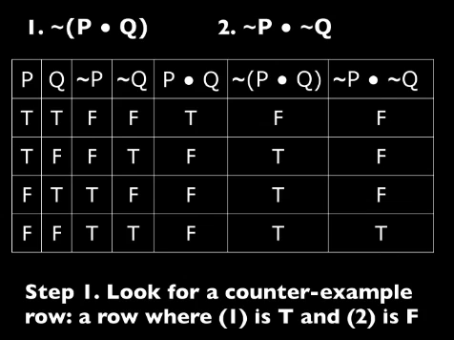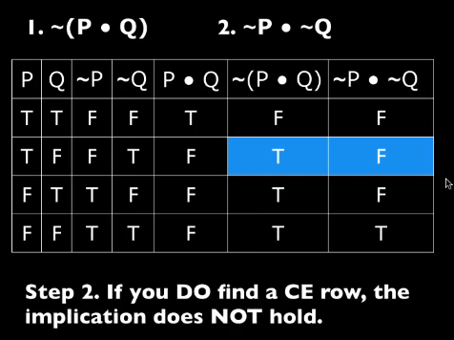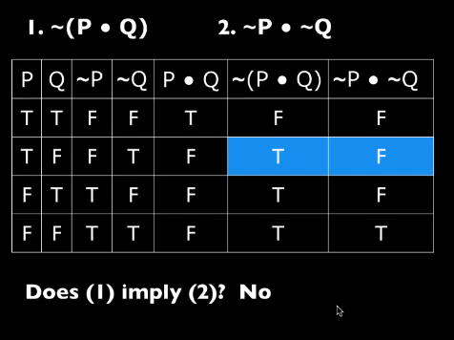Okay? And sure enough, you can see that there is such a row. Row 2 has that pattern. Statement 1 is true, but statement 2 is false on row 2. Now there's also a counterexample row on row 3. But that doesn't matter. As soon as you find one counterexample row, you can stop looking, because you only need one. So step 2 is, if you do find a counterexample row, which we did, the implication does not hold. So the answer is no, 1 does not imply 2. We found the counterexample row, so the implication doesn't hold.